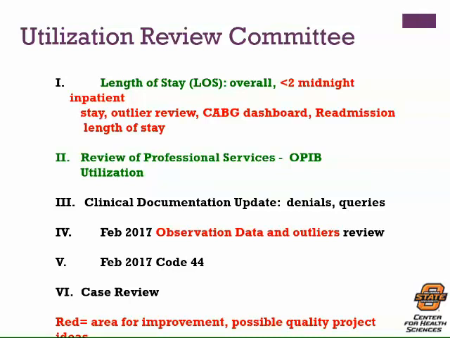So we review professional services. The OPIB is outpatient and bed utilization for the surgeons. We can also look at CAT scan ordering. We're going to look at physical therapy consultations and things like that to make sure we're appropriately ordering testing and services. And then we look at observation data, and then something called Code 44, which I'm not really going to go into for today. And then we're starting to do case reviews each month to get more education out there.